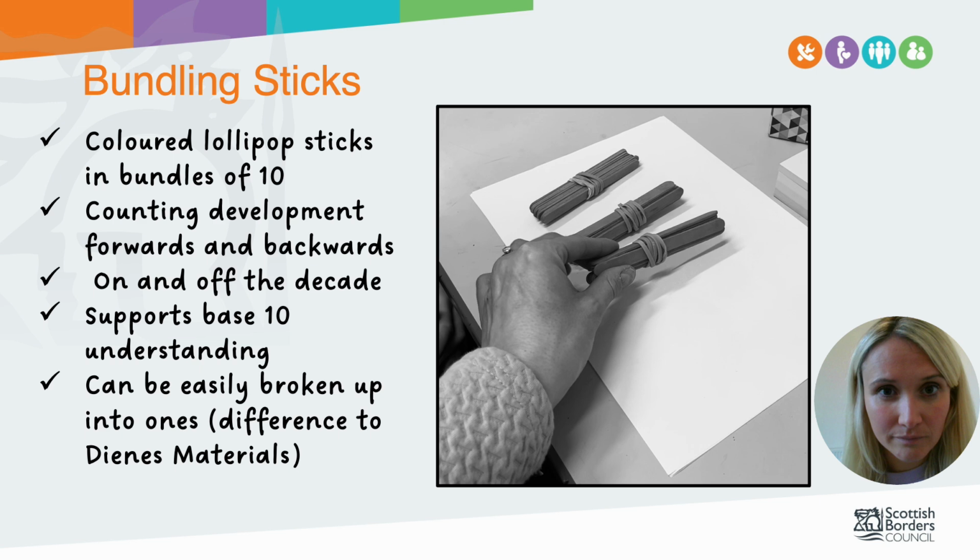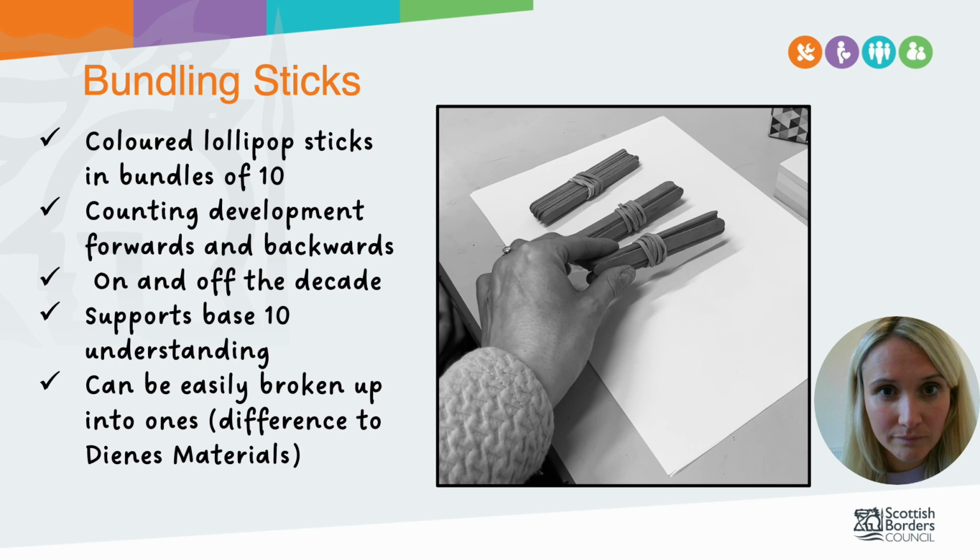So bundling sticks can be really nice in that 10 can be broken apart. So either you could keep it together as a group of 10 or it could be broken apart into ones. And that's what makes it a really good prerequisite to going on to Dienes' materials, because the 10 of Dienes' unfortunately cannot be broken apart. But bundling sticks could be really useful for supporting children's counting development.